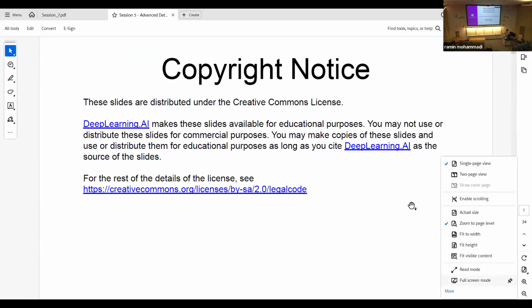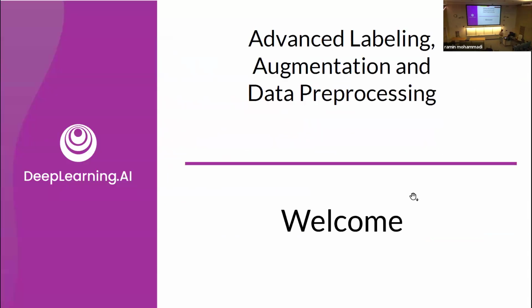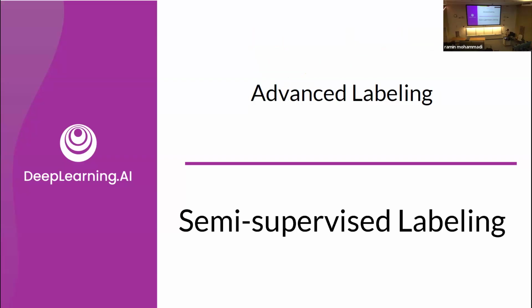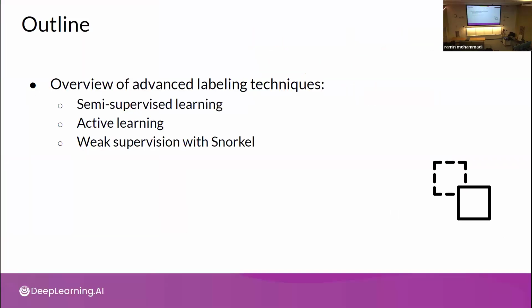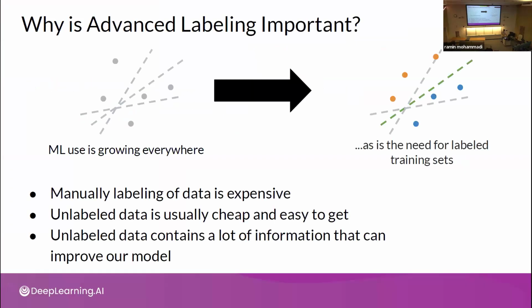So in the previous class, we talked a lot about labeling and why it's important. Most of the things that we talked about were kind of manual labeling. So today we're going to talk about some advanced labeling, and we start with semi-supervised. Then we go to active learning and weak supervision.